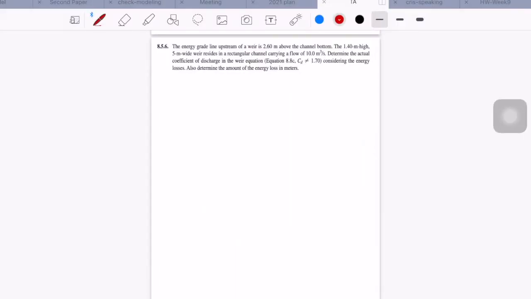For the second problem, the energy grade line upstream of a weir is 2.6 meters above the channel bottom, and the 1.4 meter high, 5 meter wide weir resides in a rectangular channel carrying a flow of 10 cubic meters per second. We need to determine the actual coefficient of discharge in the weir equation considering the energy losses. Equation is 8.8c. And we also need to determine the amount of the energy loss in meters.